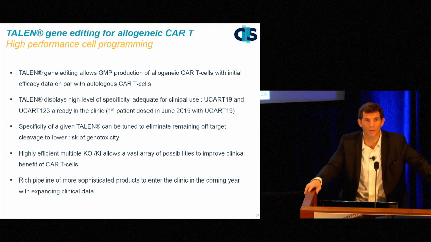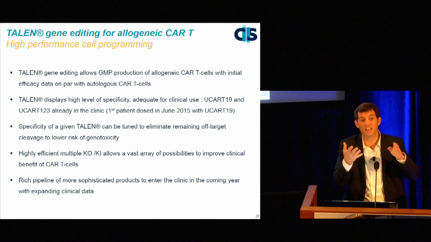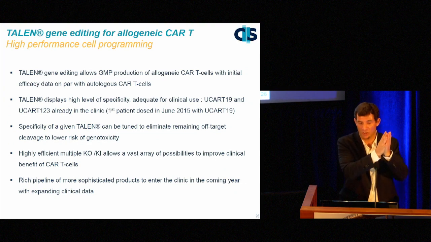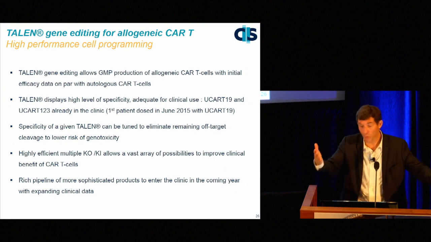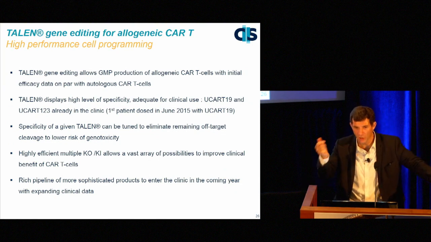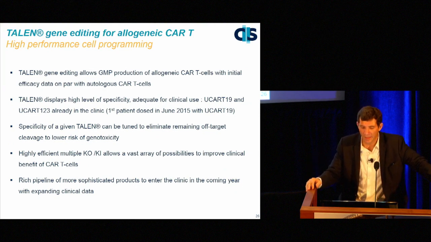But regarding the specificity of a given TALEN and the potential off-site effects, because it's a DNA-protein interaction and not an RNA-DNA interaction such as you have for CRISPR, which we have used for the past 5 years, you can suppress all the genotoxicity risk in re-engineering the protein itself, and that's the power of the protein-DNA interaction. And finally, you have a very high level of multiple knockout and knock-in that opens a vast array of possibilities to improve the clinical benefit of the CAR T cell.